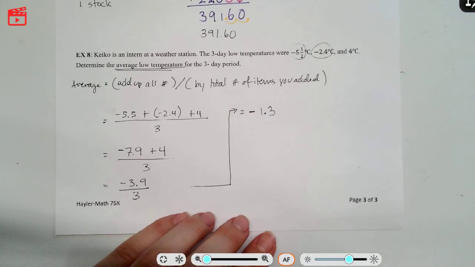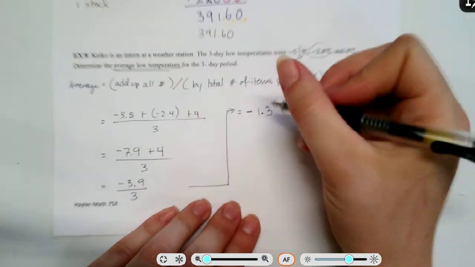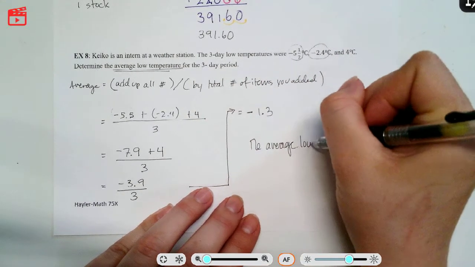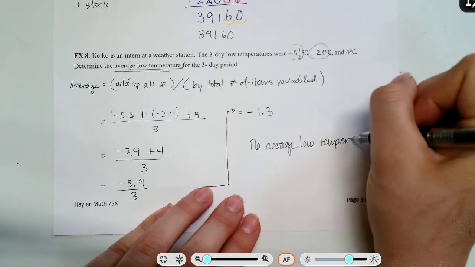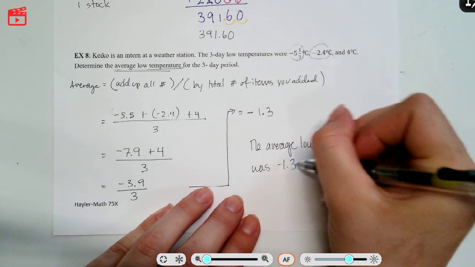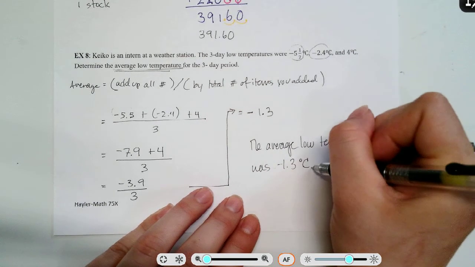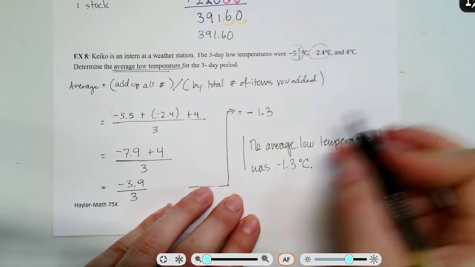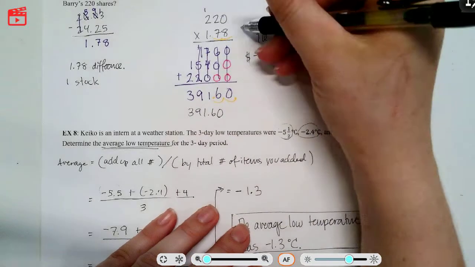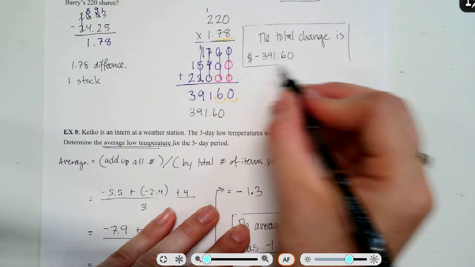So our answer, remember, is going to be answered in word form. The average low temperature was negative 1.3 degrees Celsius. And I forgot to box my answer up here, so I'll go ahead and do that. And that is it.